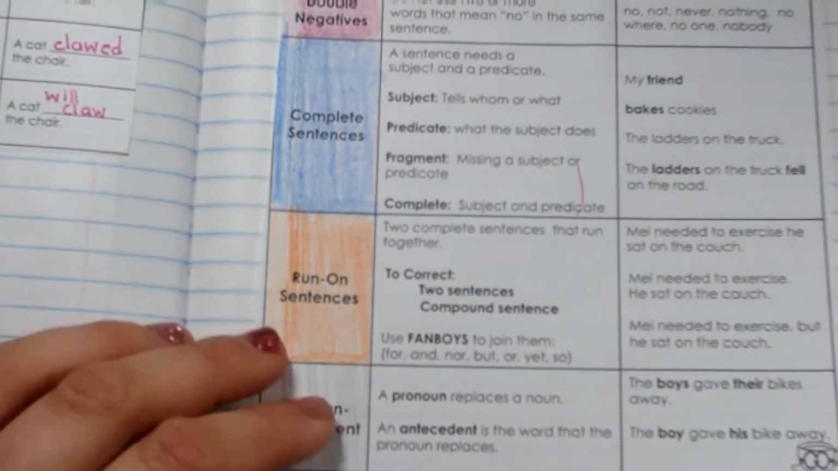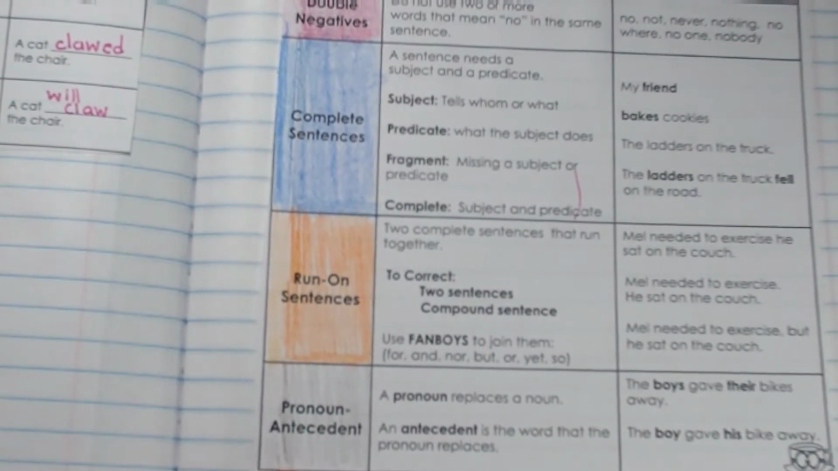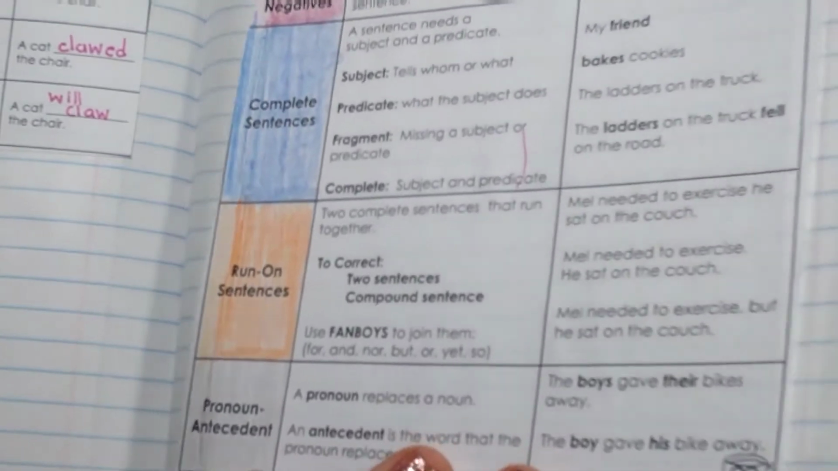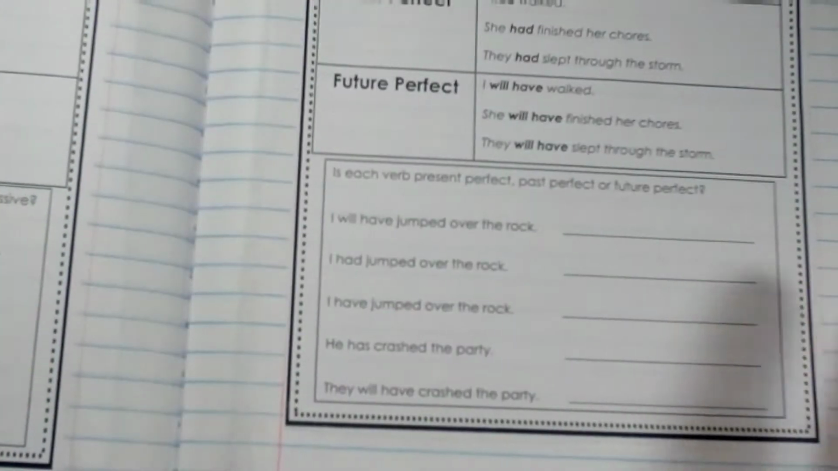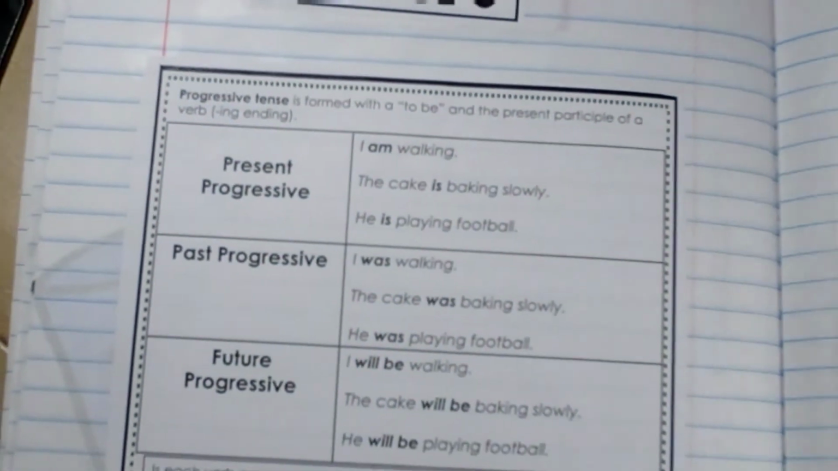I also don't want to say "they" and then just say "him" or "it." If it's a plural pronoun, then it has to be plural afterwards. So those are our usages. The next one looks like this. You're going to glue it in.